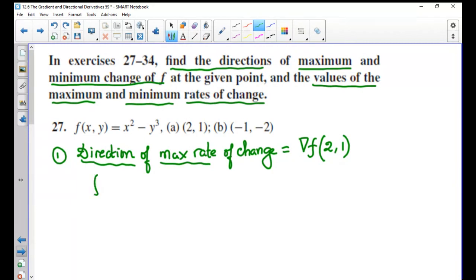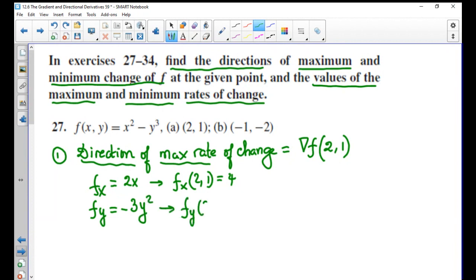So let's find that. fx is 2x. So fx at (2, 1) is going to be 4. fy is -3y squared. So fy at (2, 1) is what? -3?